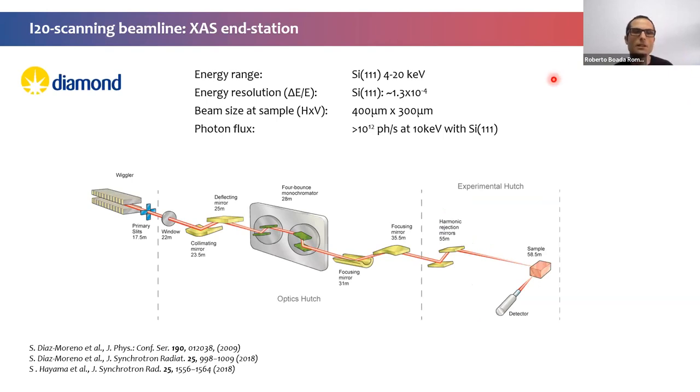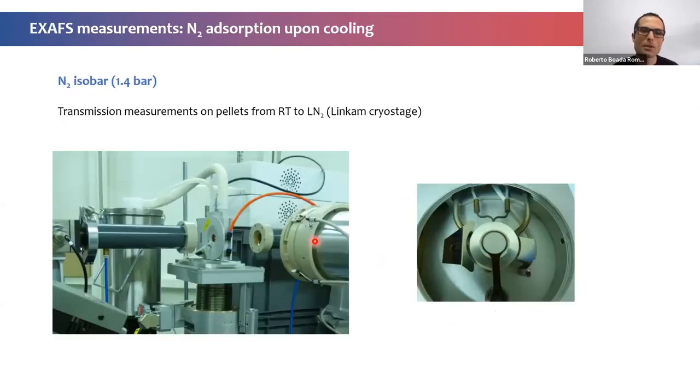We did experiments at the I20 scanning beamline at Diamond Light Source, which is a beamline with a four-bounce monochromator, in the sense that it has two double-crystal monochromators coupled, so that we got a fixed-axis monochromator and a much higher spectral purity. And we were using the X-ray absorption spectrometer end station for these particular experiments.